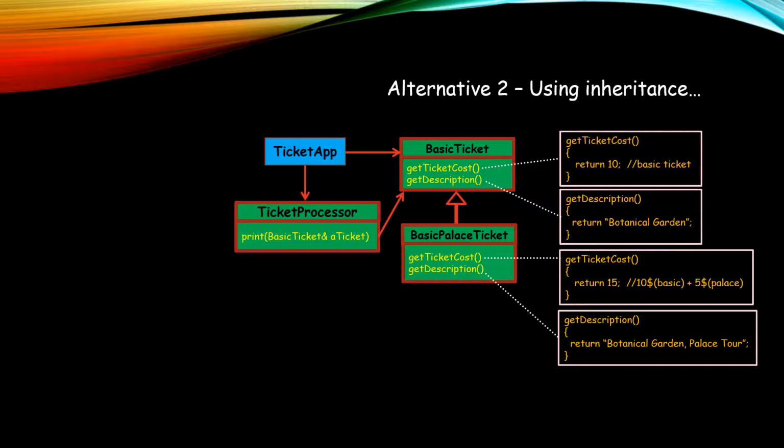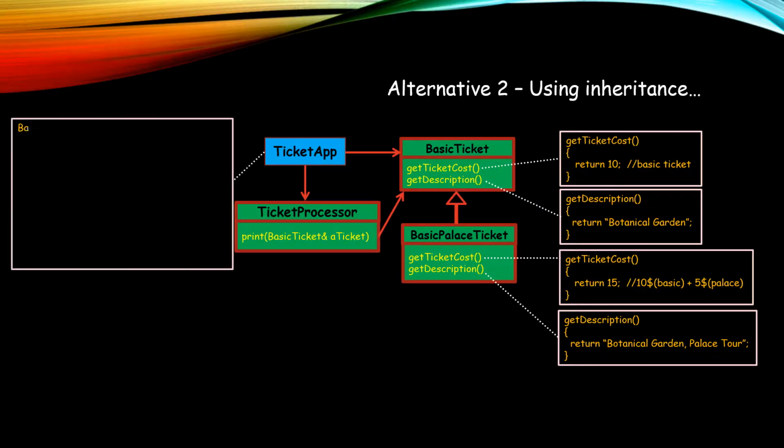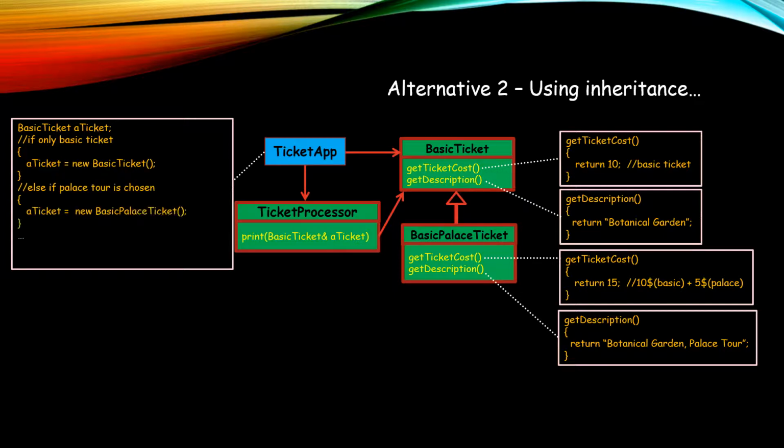Let's look at Ticket App class. This class has knowledge of what visitor has requested in the ticket. So it initially declares a variable referencing the base class, basic ticket. Now based on the visitor's preference, it instantiates the appropriate ticket object. That is, it creates either a basic ticket object or a basic Palace ticket object.